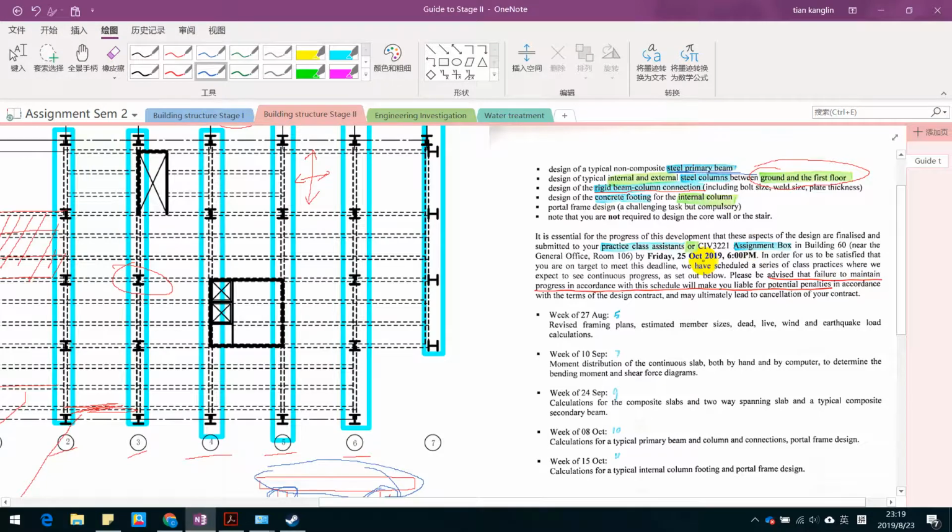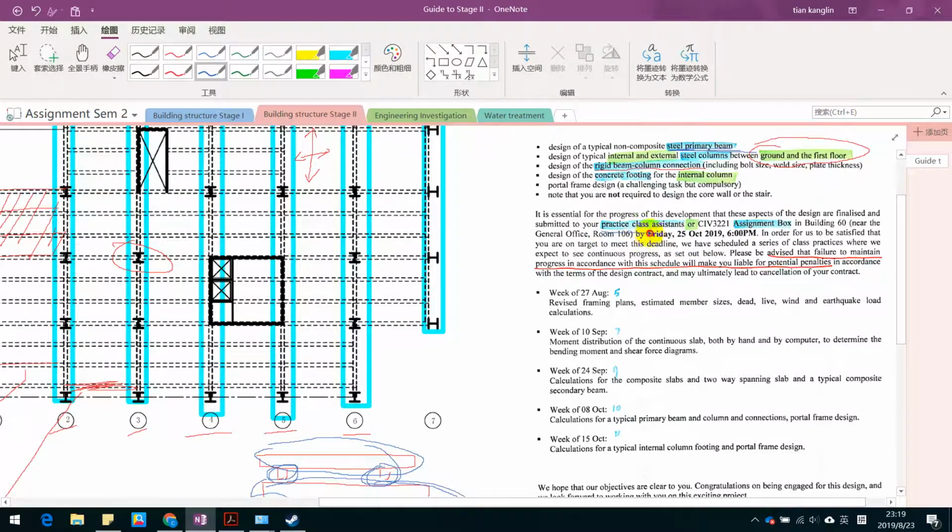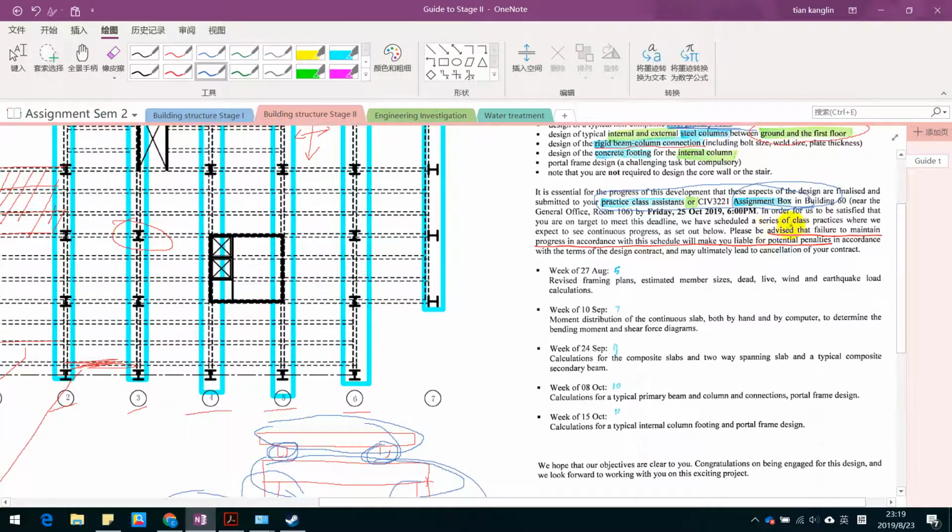Just note that this class, we can turn it into a practice class or just assign work, and just make sure that we keep the pace, because they're going to provide some checks on week 5, week 7, week 9, week 10, and also week 11. So just make sure that everyone gets it done in time.